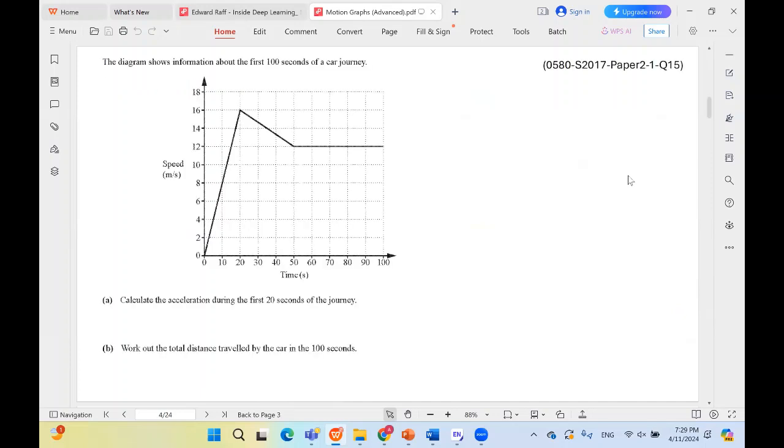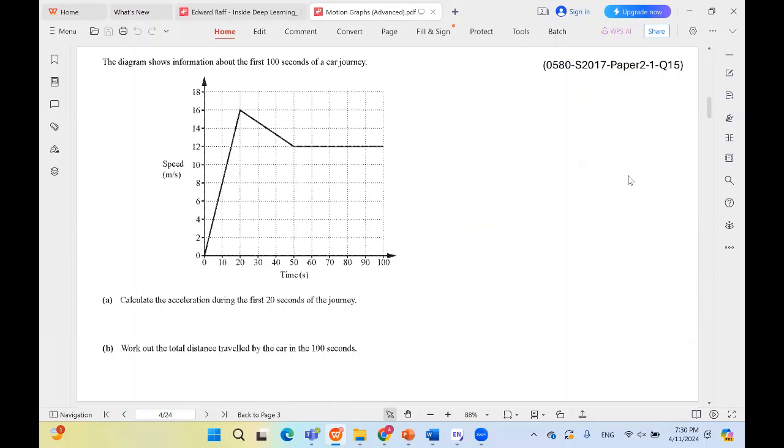The diagram shows information about the first 100 seconds of a car journey. Calculate the acceleration during the first 20 seconds of the journey. I'm going to move a little bit faster now. You're probably used to the same technique being repeated over and over again.